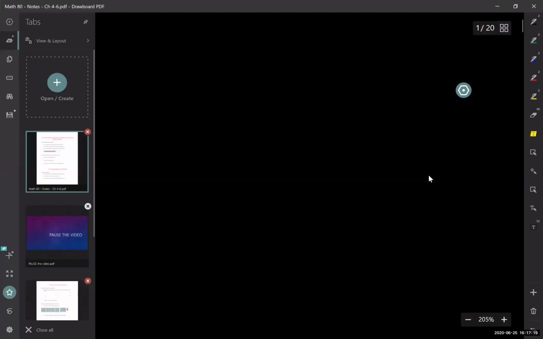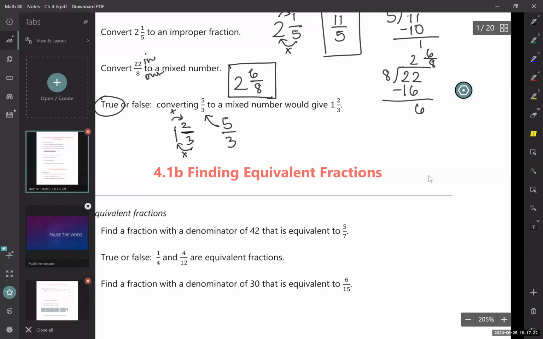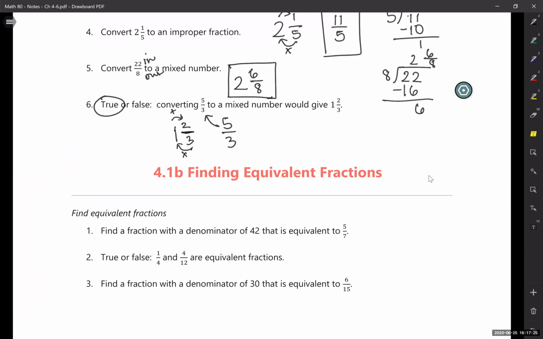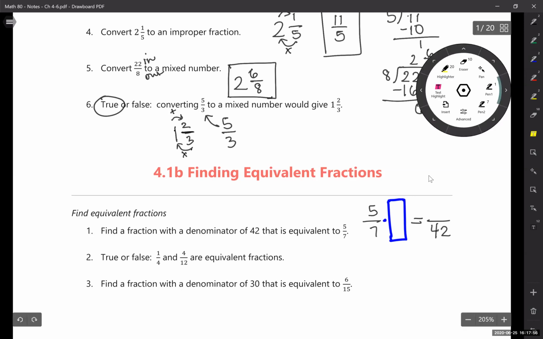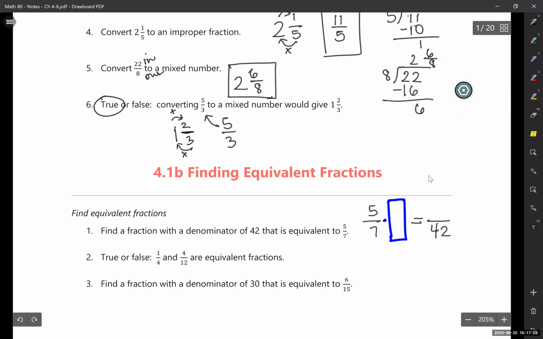And we're back. So here we have 4.1b, finding equivalent fractions. We want to find a fraction with a denominator of 42 that is equivalent to 5/7. So I have 5/7, and I want to get something over 42. Well, we know we can always multiply any number by 1. It's a funny looking 1, but it has a point. We can multiply any number by 1, and it will maintain equality.